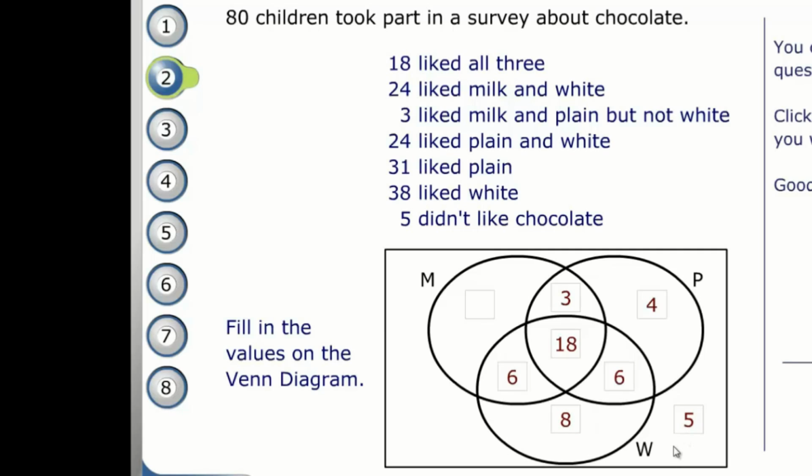So let's see how many children we've already got accounted for in the diagram so far. That's 50 children accounted for in the diagram. So there must be 30 here that only like plain chocolate. So the way it might be phrased is it might give you this information and say find the probability that a child picked at random only likes milk chocolate, for example. Well, we can see that it's those 30 out of 80, or 3/8 as a percentage.